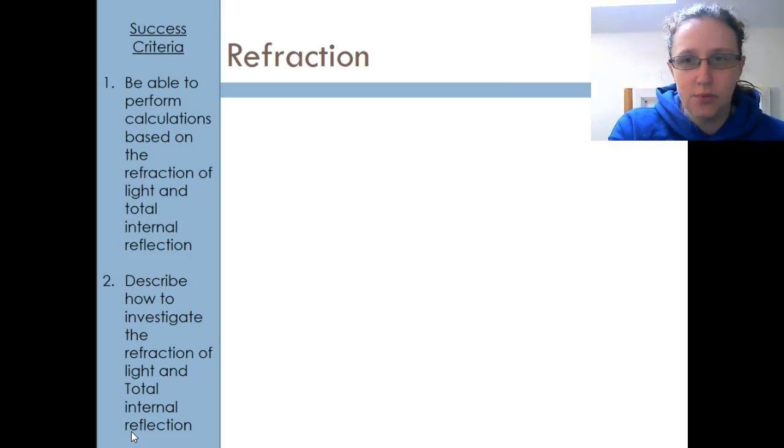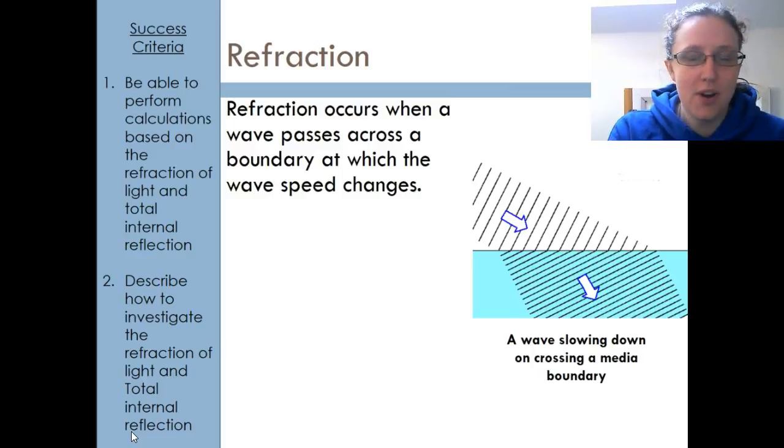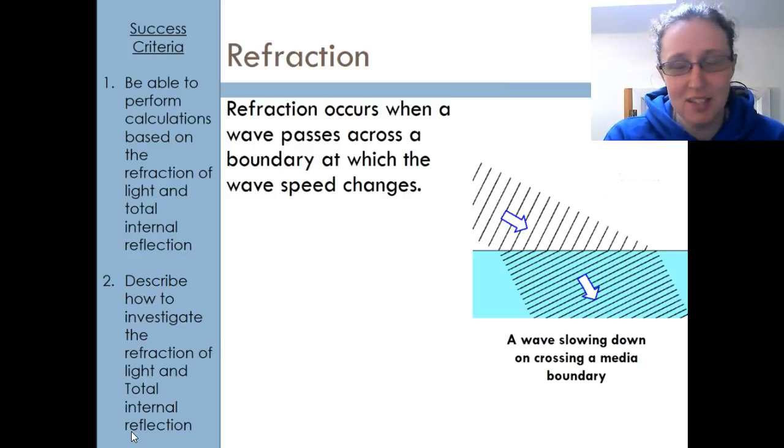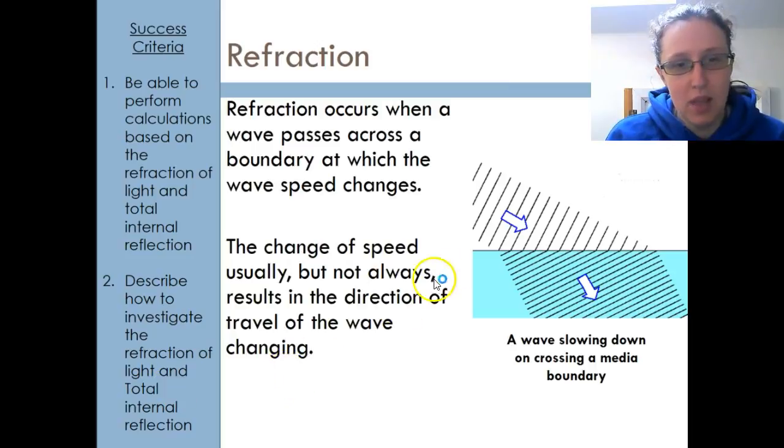So refraction, hopefully we know that refraction is when light changes direction after passing through a boundary. And the important thing about what happens at this boundary is that the speed of the wave changes. So in the example I've got in here, you can see that we're showing the speed of it by the spacing of the waves here. So it's going faster in the first medium and then slower in the second medium.